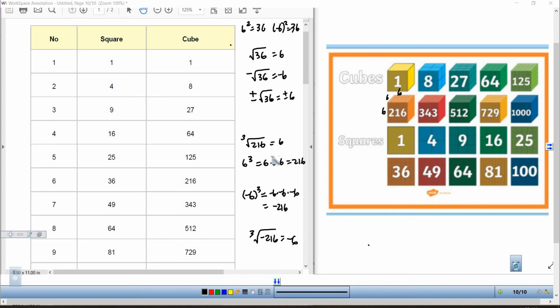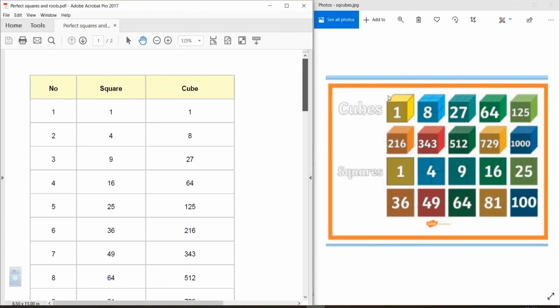With a cube root, again, the cube root of a positive number is positive, and the cube root of a negative number is negative. Okay? The cube root of a positive number is positive. The cube root of a negative number is negative. But the square root of a positive number can be positive or it can be negative. Does that make sense? All right, so I hope this helps you out.